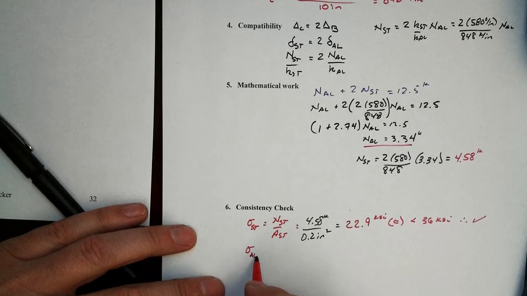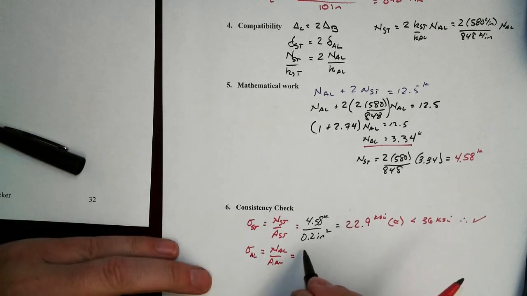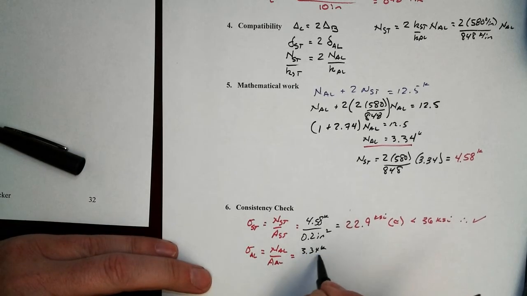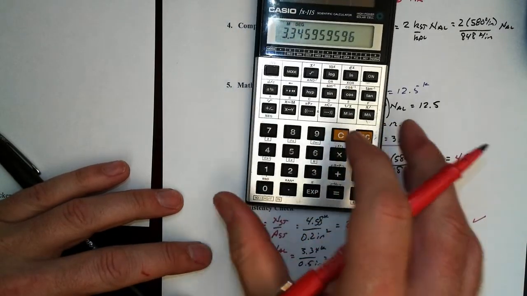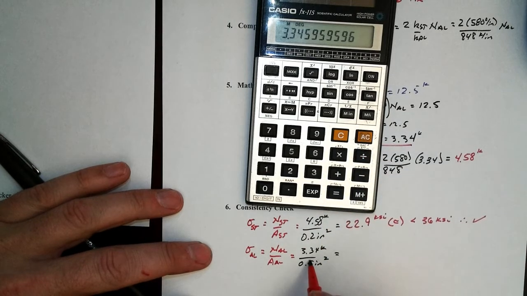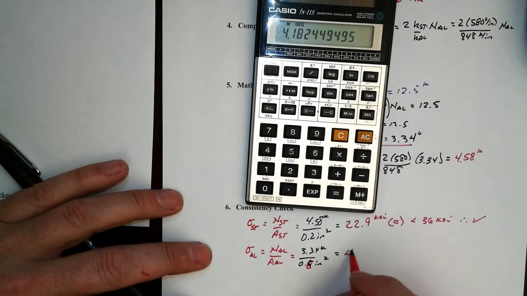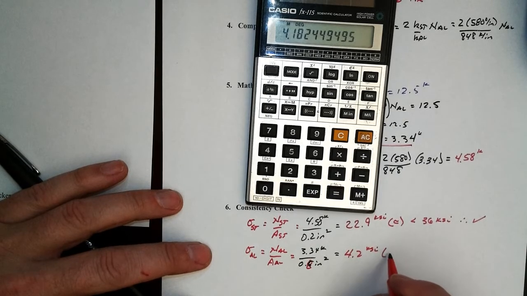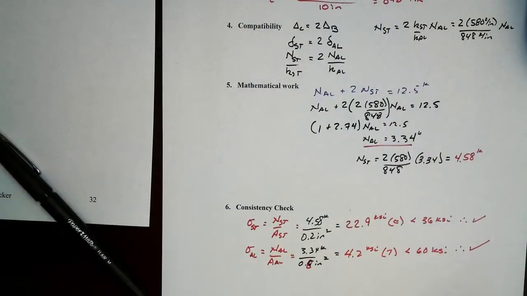And then we go do this for the aluminum. And we'll have then 3.34 kips over 0.8 square inches. And that will give us a stress value of 4.2 KSI in tension. That's much less than the 60 KSI yield for the aluminum. That also is good. Right, so that gives us everything we want there.